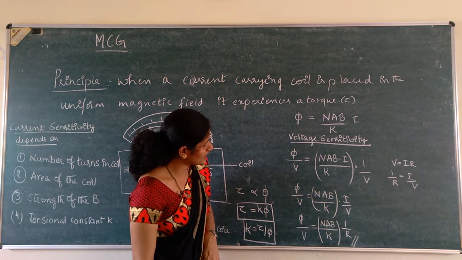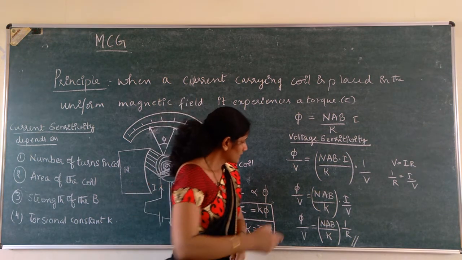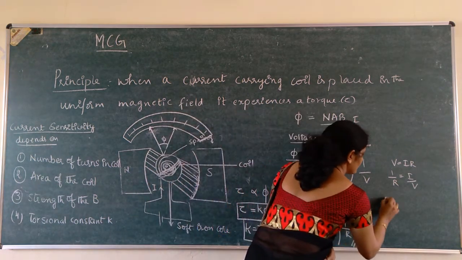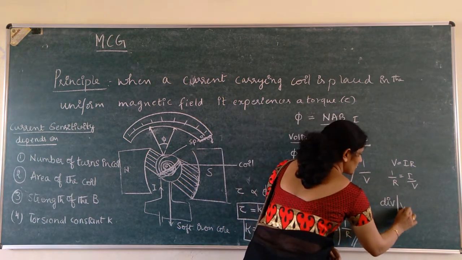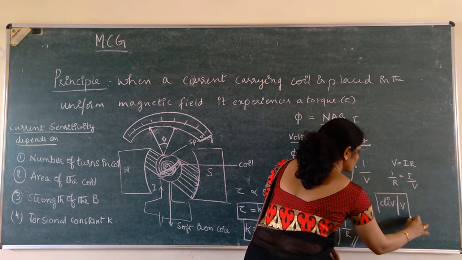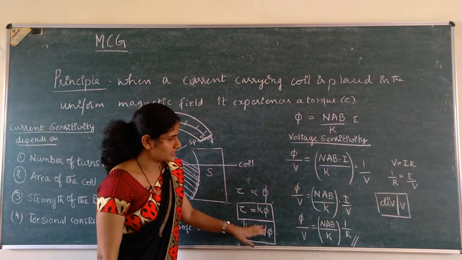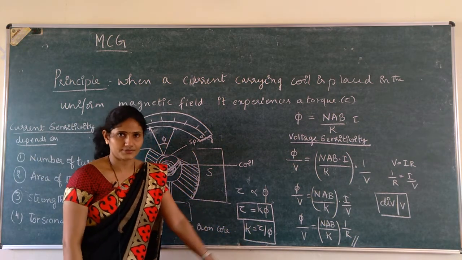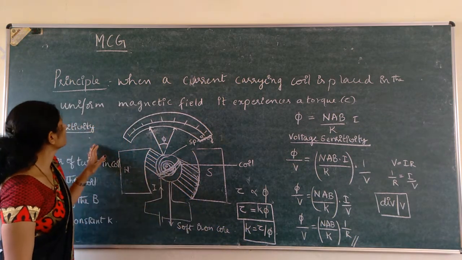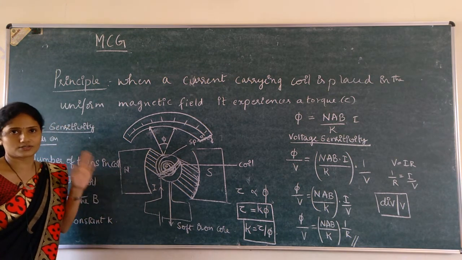Now let us see what is the SI unit of voltage sensitivity. Deflection is measured in divisions, voltage is measured in volts. So division per volt is the SI unit of voltage sensitivity of a given galvanometer. So this is how a moving coil galvanometer works.